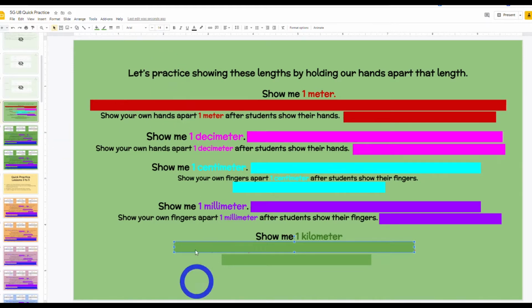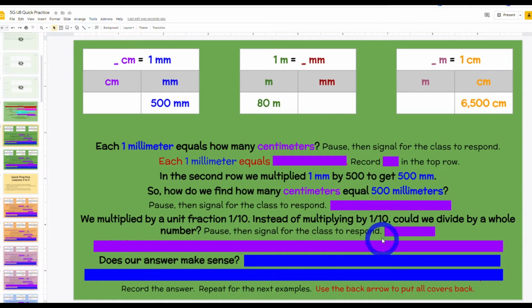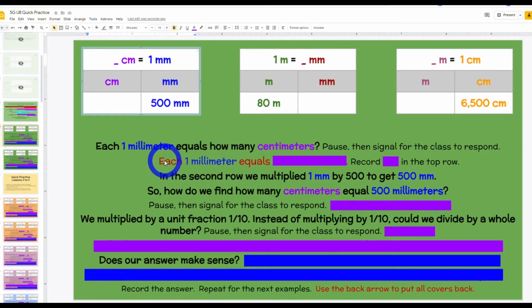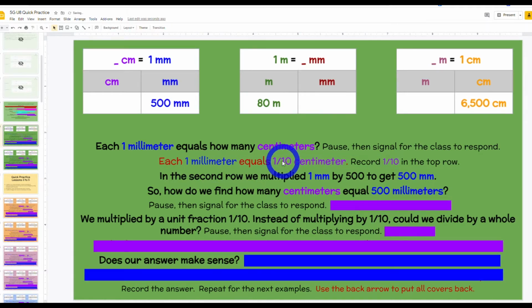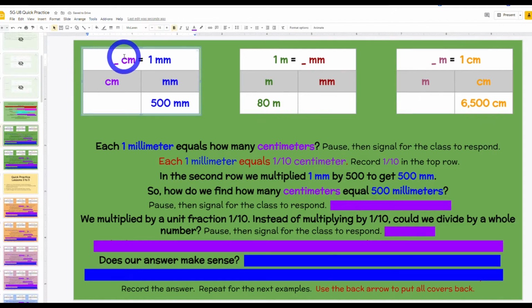So now that we've solidified or reviewed what those measurements are, we're going to work on our conversions. So we're going to say each 1 millimeter equals how many centimeters? Class, and the class should say each 1 millimeter equals, and we can erase this as soon as they say it, 1/10 centimeter. So we would read 1/10 here. So again, don't show them the answer until they've said that. And now we can reread that. 1/10 centimeter is equivalent to 1 millimeter.